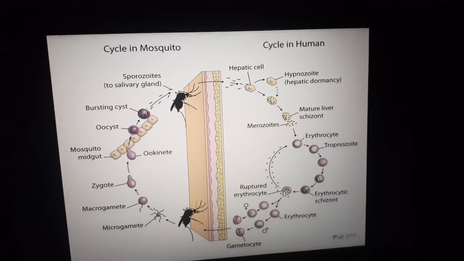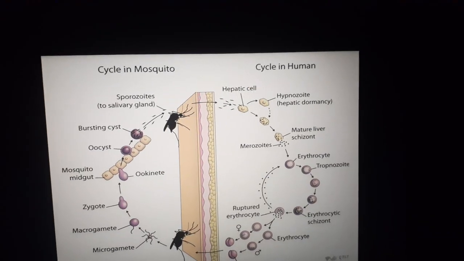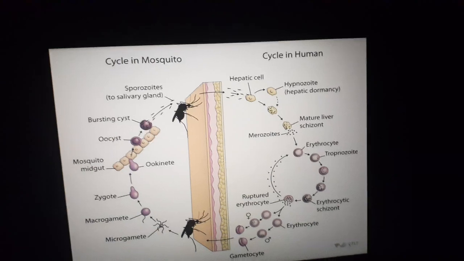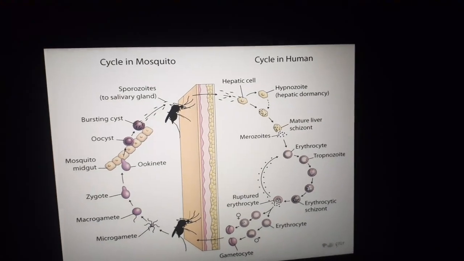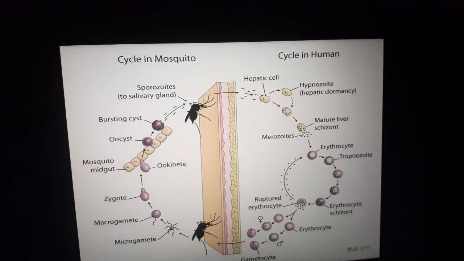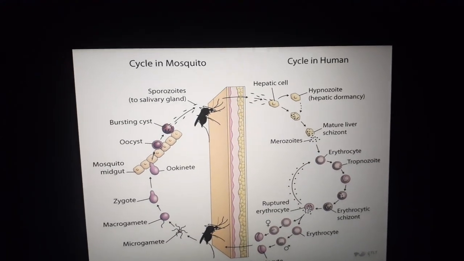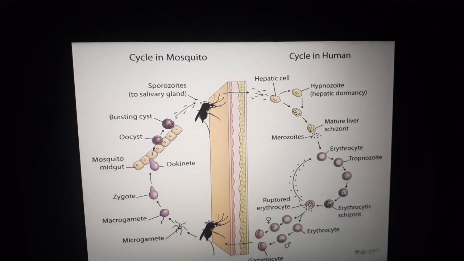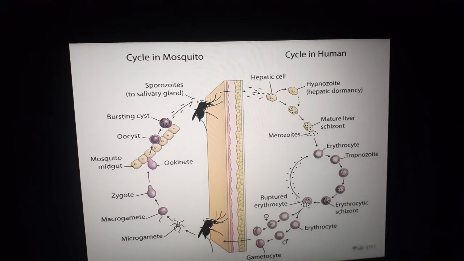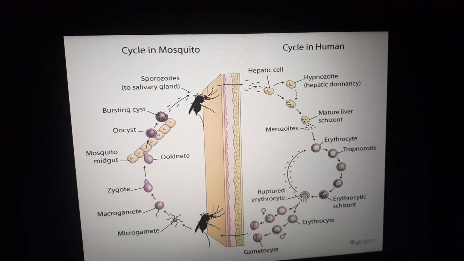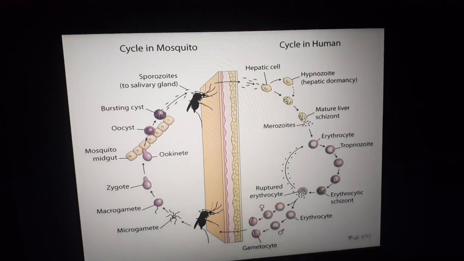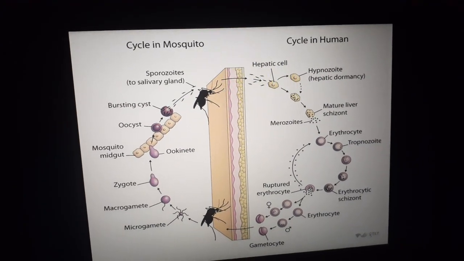They reach the hepatocytes where they undergo pre-erythrocytic schizogony. The stages liberated from hepatic schizonts invade the RBCs, and in RBCs erythrocytic schizogony occurs, which releases merozoites and some toxins that are the cause of fever and chills in malaria. Some of the stages from RBCs undergo the next development in the mosquito.